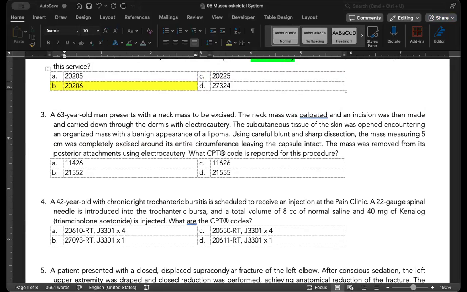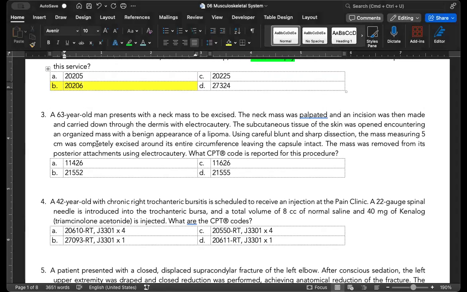Using careful, blunt, and sharp dissection, the mass measuring 5 centimeters was completely excised around its entire circumference, leaving the capsule intact. The mass was then removed from its posterior attachments using electrocautery. So what is it that we are performing? What's our procedure that we want to look up in the alphabetic index? Yep, the excision.